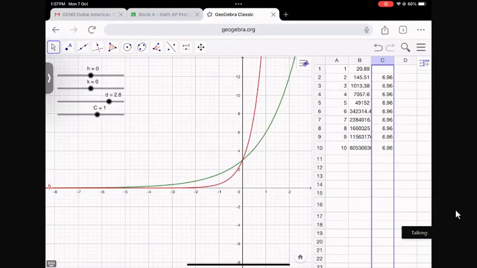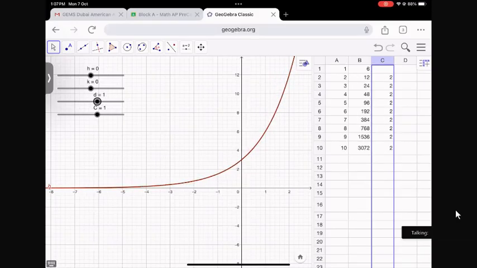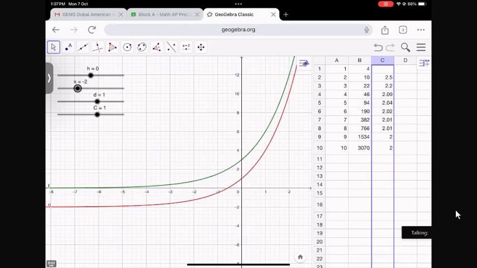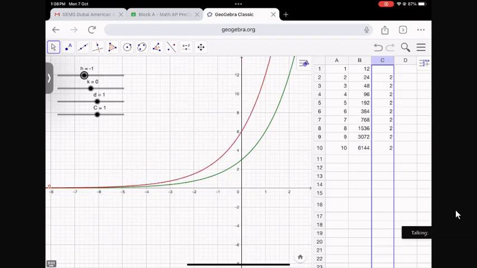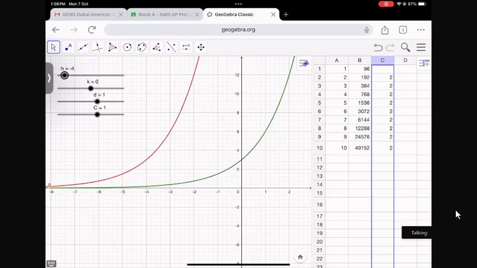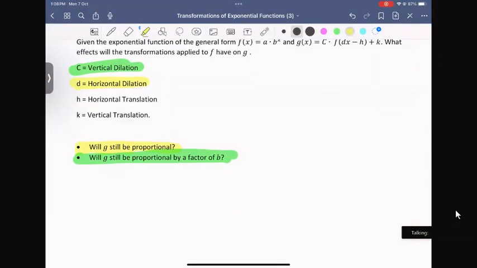Let's pop this one back to 1. Okay, horizontal translation. If I move it right and left, oh, sorry, I'm moving the wrong one. If I move it right and left, here we go. Moving it right and left. Notice that it's having no effect on whether it's proportional, and it's actually still proportional by a factor of 2 all the time. It doesn't change the shape of the curve. So horizontal translation, still going to be proportional by a factor of b.